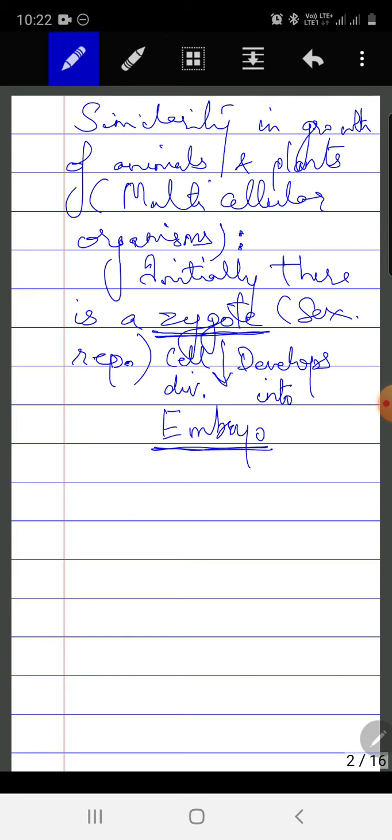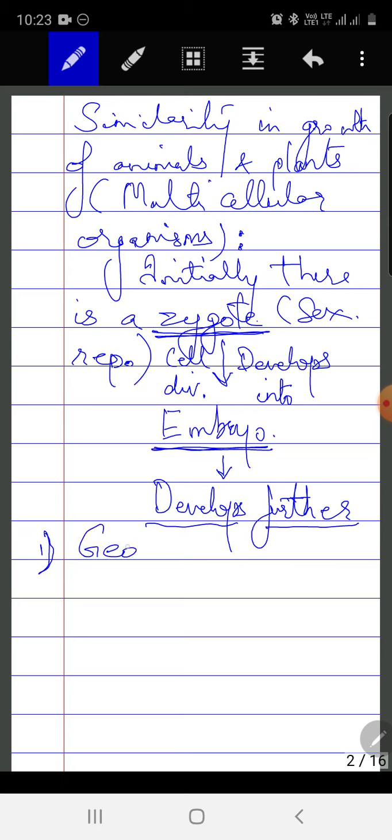Okay. Now the embryo develops further. Right? Now when this happens, that the zygote is being developed into embryo, and the embryo develops further to form the body, right? When this happens, initially in the first step, geometrical growth is seen. Geometrical growth.